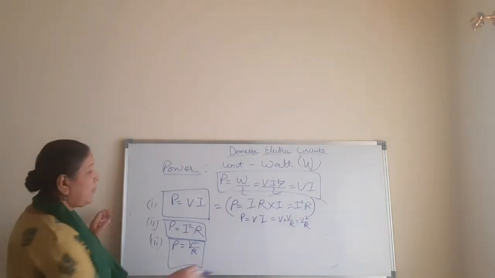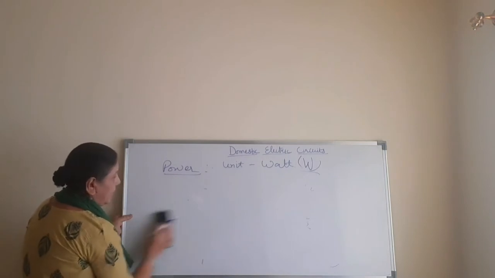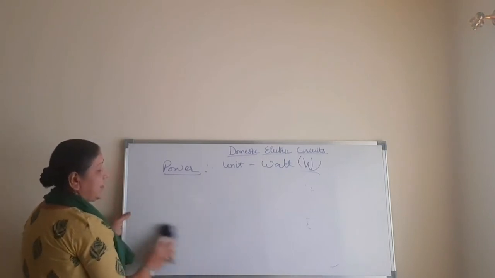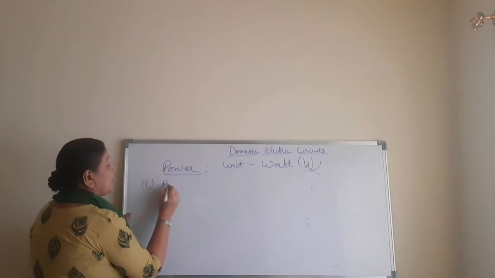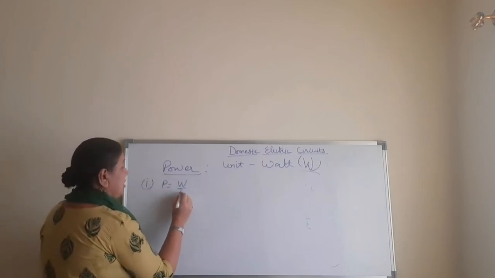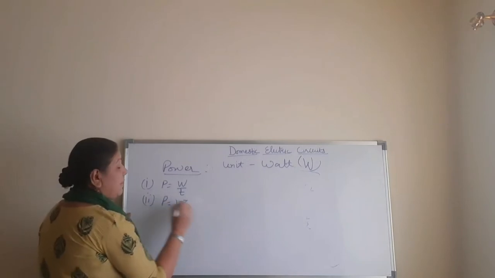We're going to talk about a few more things now. So I'm writing here all the formulas that we have deduced till now. 1, P is equal to W by T. Second, P is equal to VI.